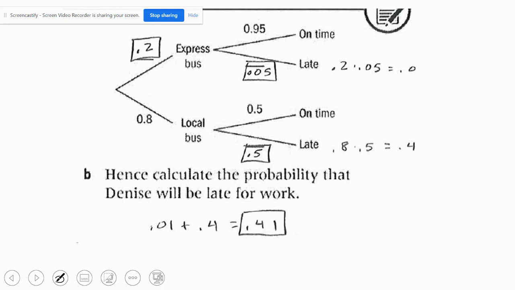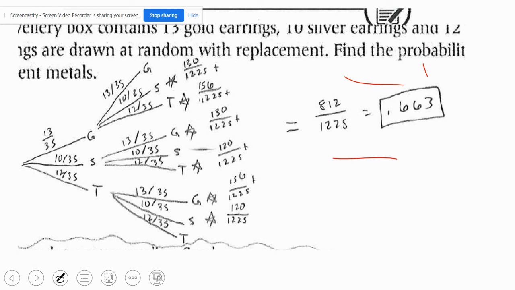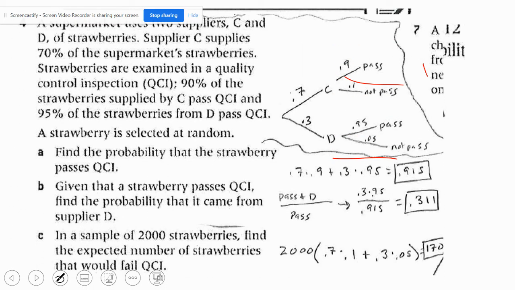Again, similar type thing, subtracting from 1. You start to see patterns in some of these problems. The probability that she'll be late for work. It's the two conditions added together. So make sure you check to see if there's more than one condition. Lots of probabilities there.